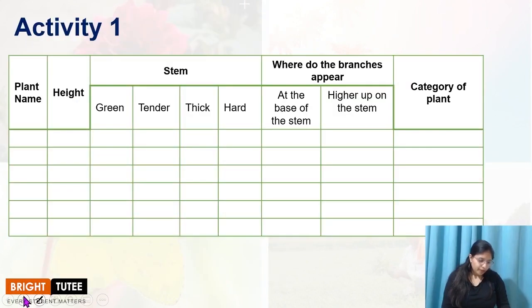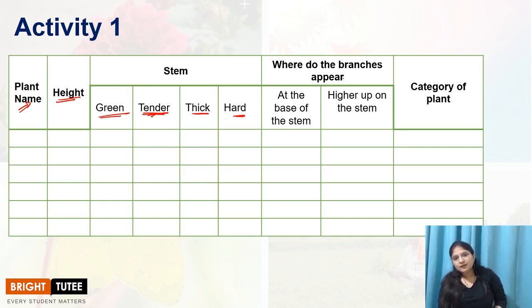Coming to the table that you're going to make, this is the table that we're talking about. First of all, write down the plant name, then write down its height, then look at the stem, whether it is green, tender, thick and hard. Tender means it should be soft, right? Where do the branches appear? Whether the branching is happening at the base of the stem, meaning near the root system, that is, near the soil, or higher up on the stem, meaning that the plant will grow a little in height and then the branching will start. Then you will write down the category of the plant.